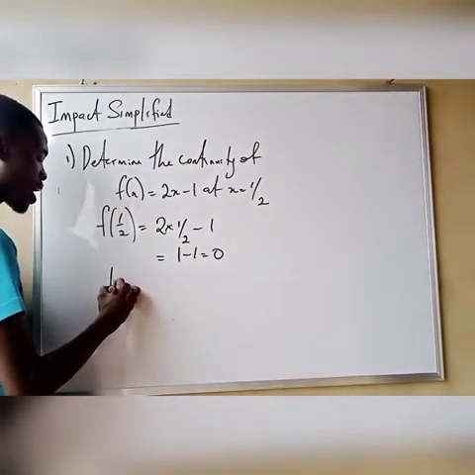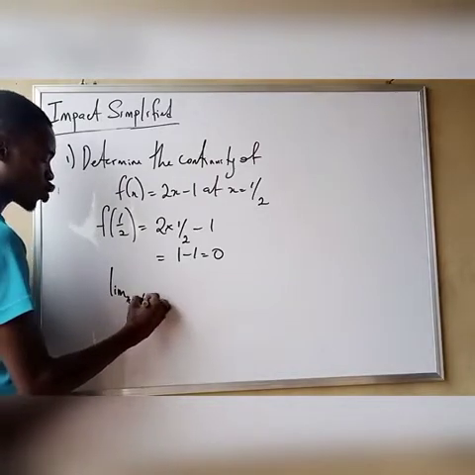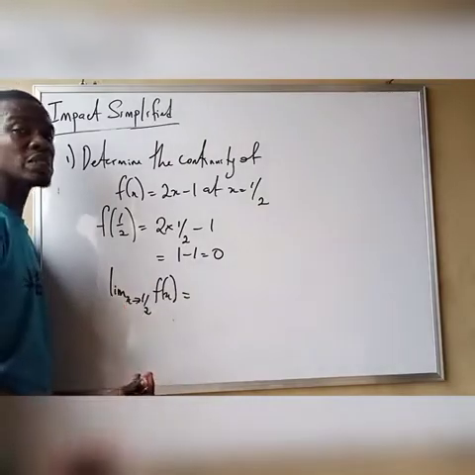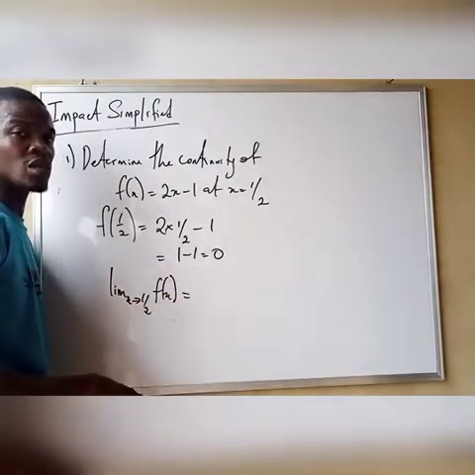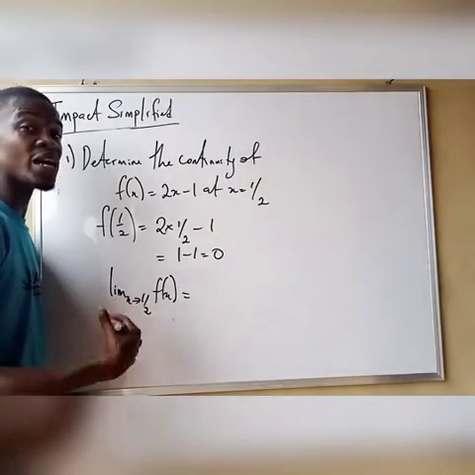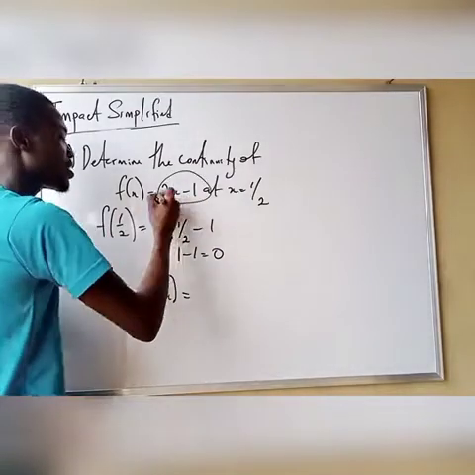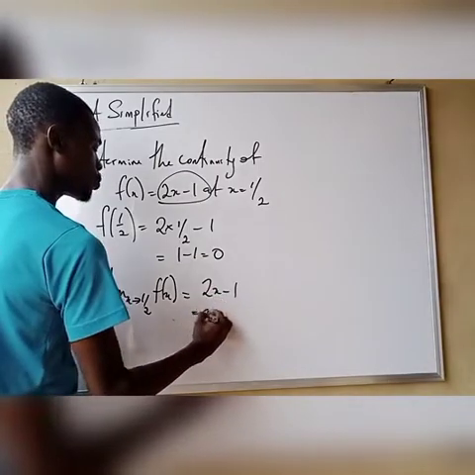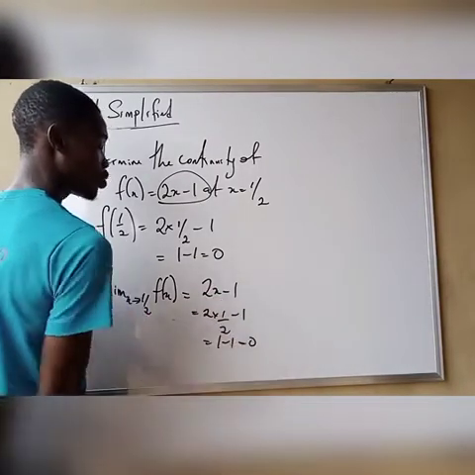And also we have to find the limit of x tending to half of the function. And we have looked at limits. We said limit is the same thing as substituting. But the only thing pertaining to limit is if you can simplify a function, you simplify it before you insert. But this function we cannot simplify. So if you want to limit this, you just put your x to half, and this will give us 1 minus 1 to give us 0.